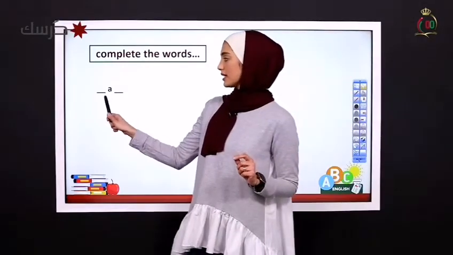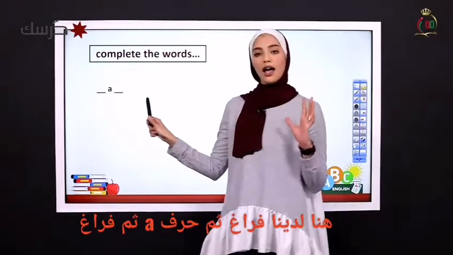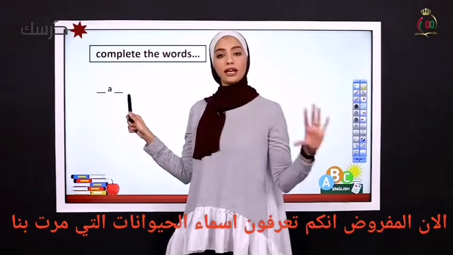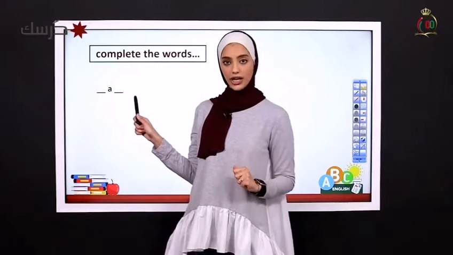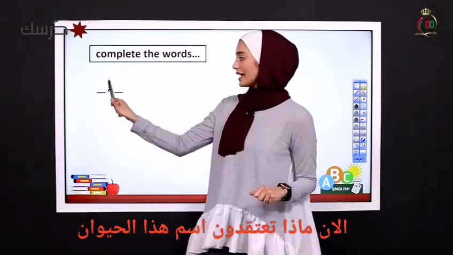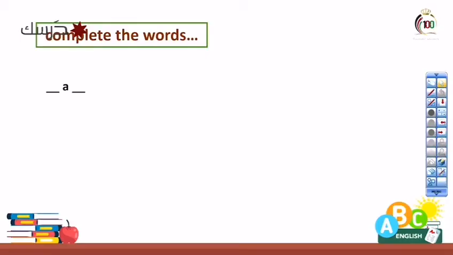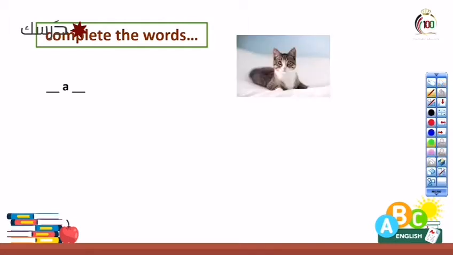Here we have space, space. I want you to guess what this animal's name is. By now, you should know all of the names and the right spelling for each animal name, right? So, what do you think this animal name is? Write the missing letters to form the correct name. So, grade 3, it's a cat. The animal name is cat. So, you need to write C and T. Cat. So, two missing letters, C, T, we form cat.